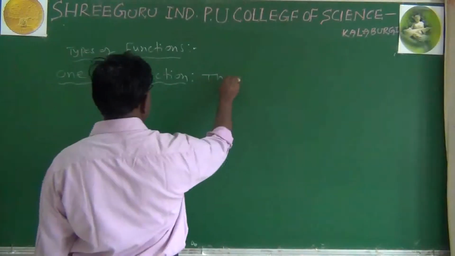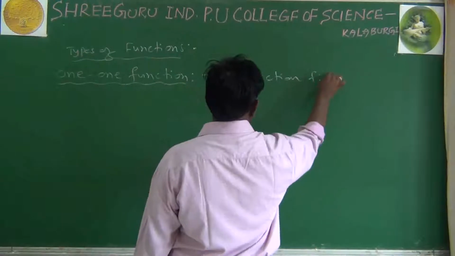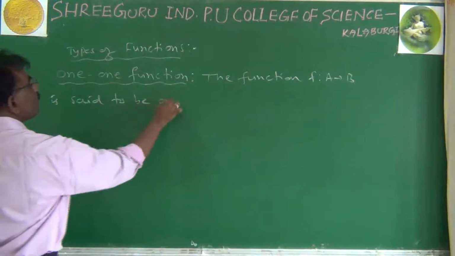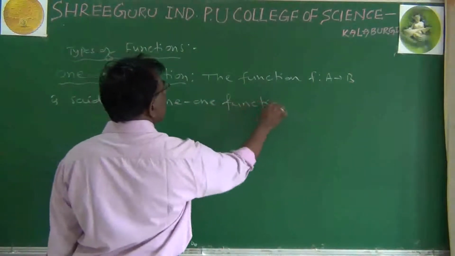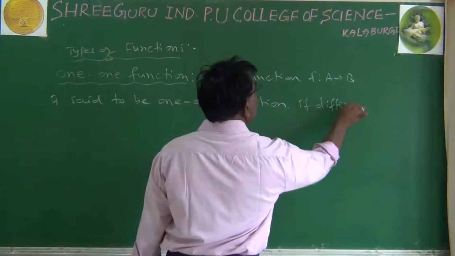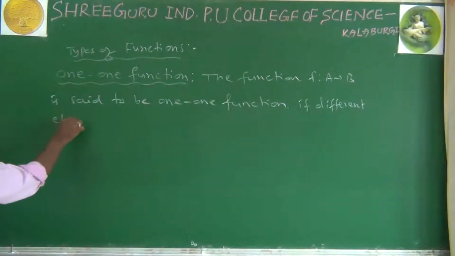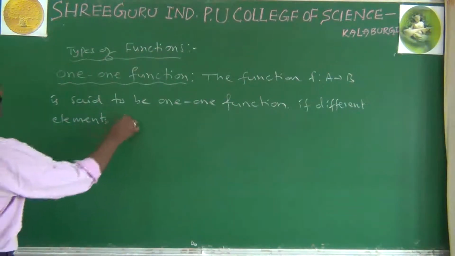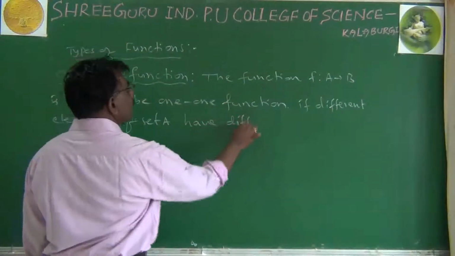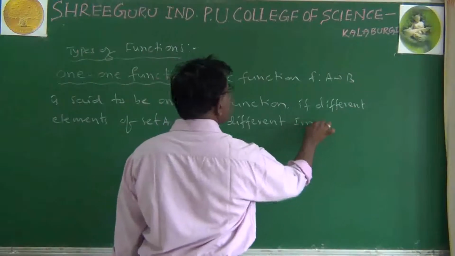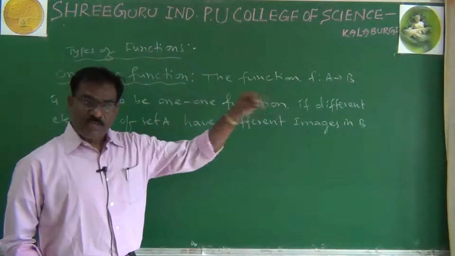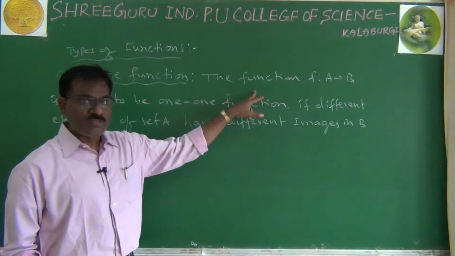The function f from A to B is said to be one-one function if different elements of set A have different images in B. The phrase "the function f from A to B" is compulsory. Without this you are writing no definition when asked to define one-one function.